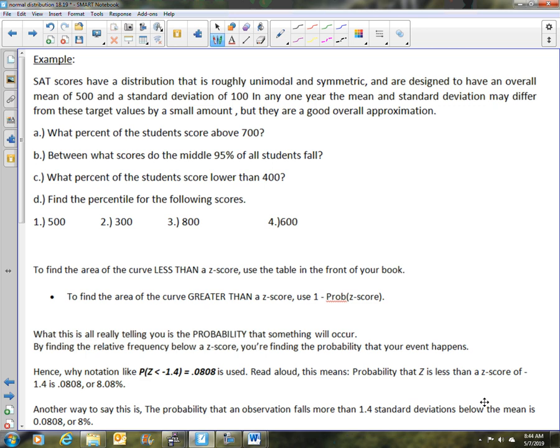normal curve. So SAT scores have a distribution that is roughly unimodal and symmetric and are designed to have an overall mean of 500 and a standard deviation of 100. In any one year, the mean and standard deviation may differ from these target values by a small amount, but they are good overall approximations. Okay, distribution that is roughly unimodal and symmetric. That's kind of another way of saying it's approximately normally distributed. All right, now what percent of scores are above 700?